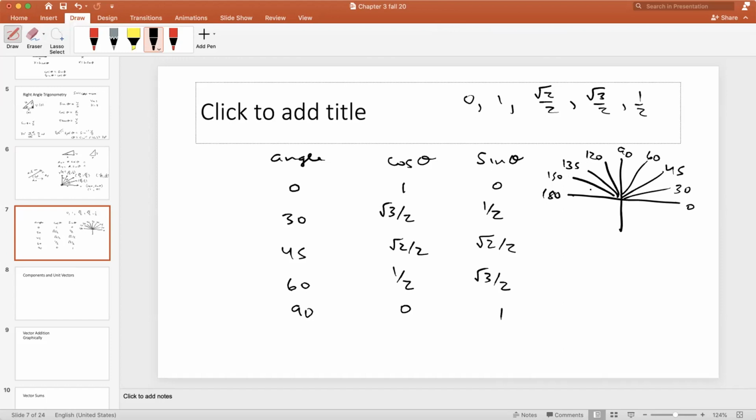At 150, cosine of 150 is negative root 3 over 2, because the x values, the cosine values, are negative on this side of 90 degrees. The y values are still positive, right? So negative root 3 over 2, 1/2. Negative root 2 over 2, root 2 over 2. Negative 1/2, root 3 over 2. 0, 1, and on and on. So you can remember just that quadrant and then check your signs.